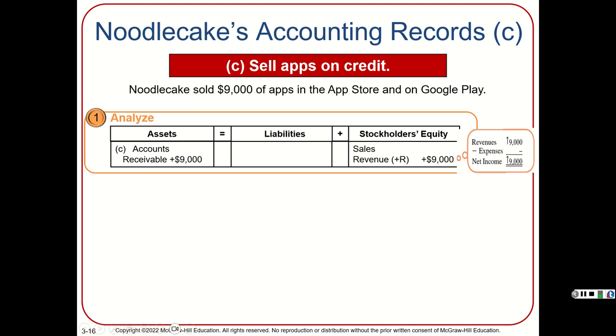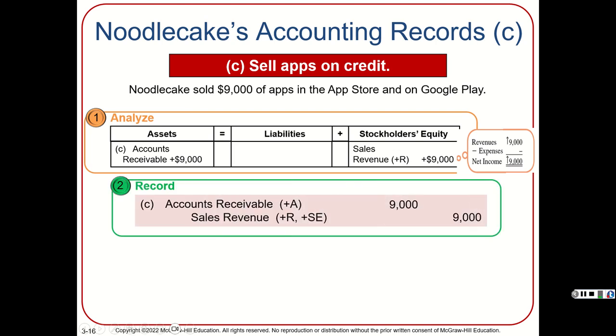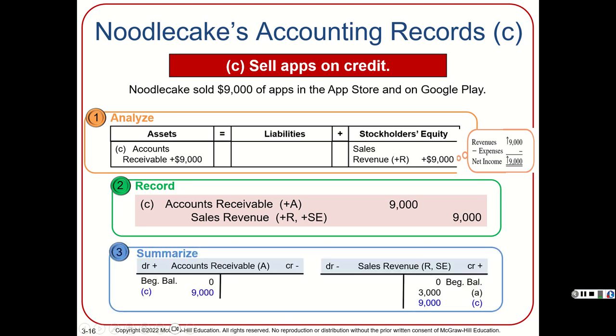Then your revenue is going to go up as well. You do recognize the revenue because it's already been sold and your customers are using the applications. So your assets are going to increase and your revenue and stockholders' equity increase. And here again is what it looks like on your T accounts.